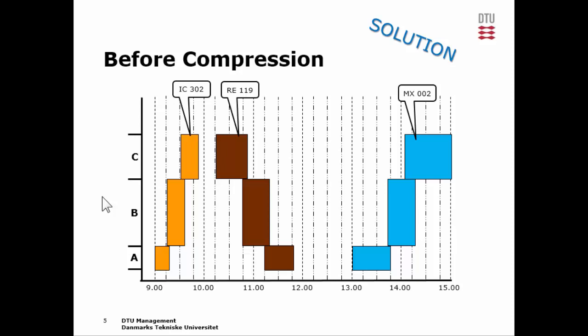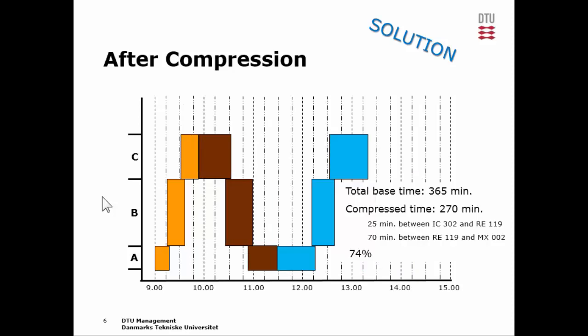Okay, so now let's see the solution. So here is the solution. We have pressed the trains together to compress them to get the minimum track occupation time. Now you can see we're still starting at 9, but the finish time is right about 1:15, 20-some minutes after 1 o'clock. So the original time was about 365 minutes, 6 hours, and the new time is 270 minutes. So this timetable is at a 74% utilization of the railway.